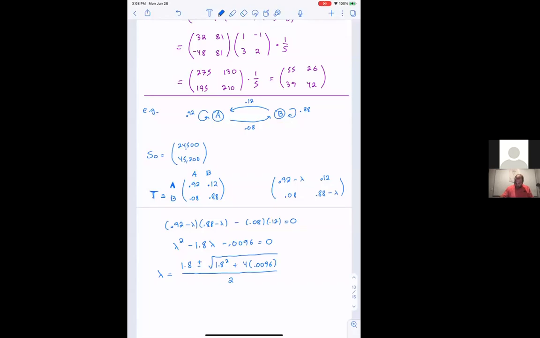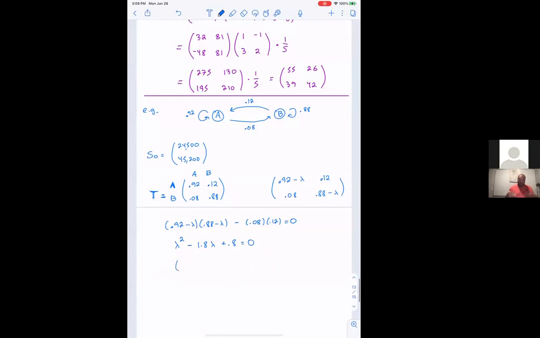Oh, of course. In fact, I don't need to do this at all. I did make a little tiny error because we all do that sometimes. Well, lambda squared minus 1.8 lambda. I did the 0.08 times 0.12, but I missed the 0.92 times 0.88 minus 0.08 times 0.12. So it really should be plus 0.8 is equal to 0.